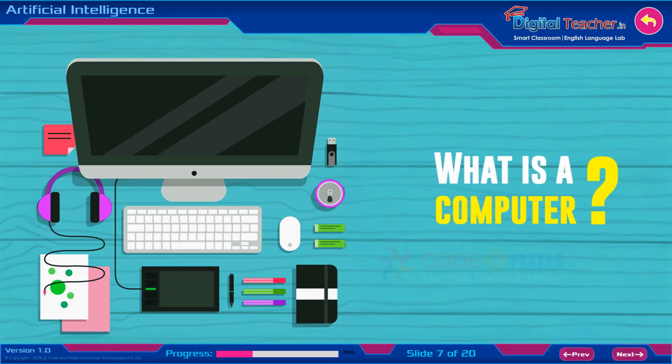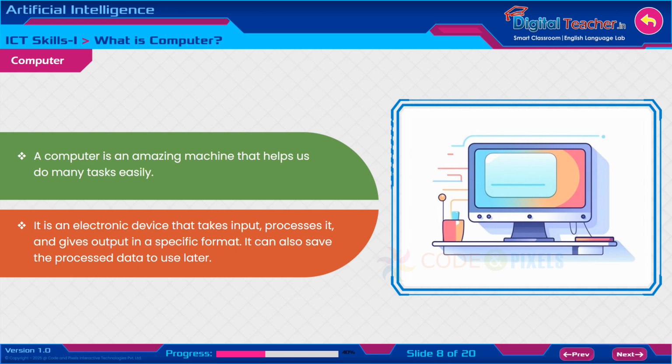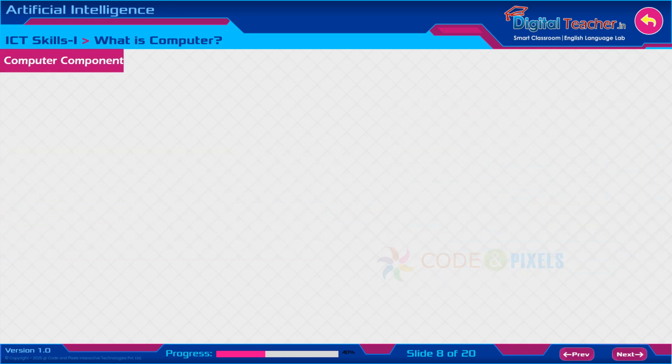What is a computer? A computer is an amazing machine that helps us do many tasks easily. It is an electronic device that takes input, processes it, and gives output in a specific format. It can also save the processed data to use later. A computer is made of 2 major components.